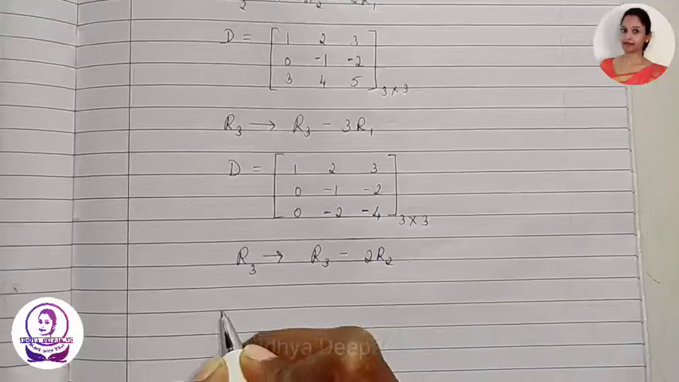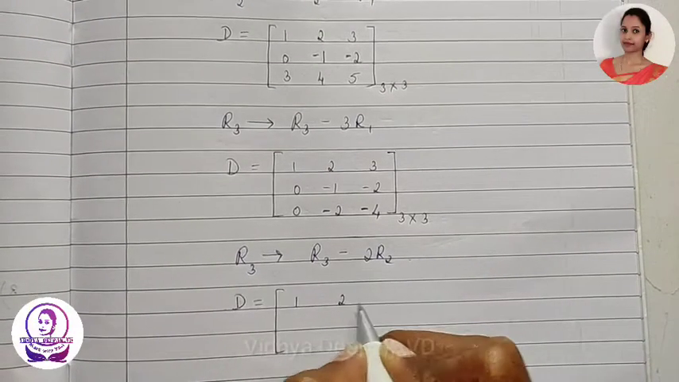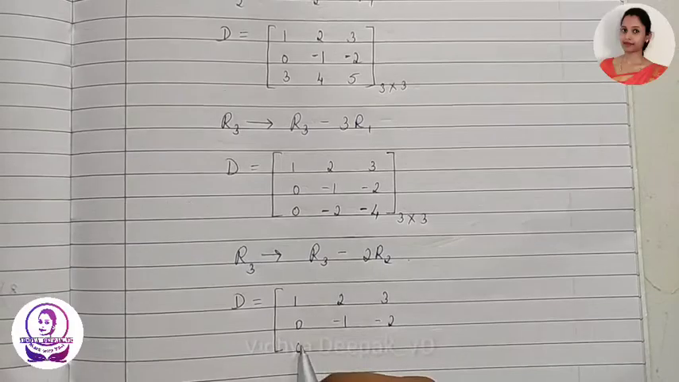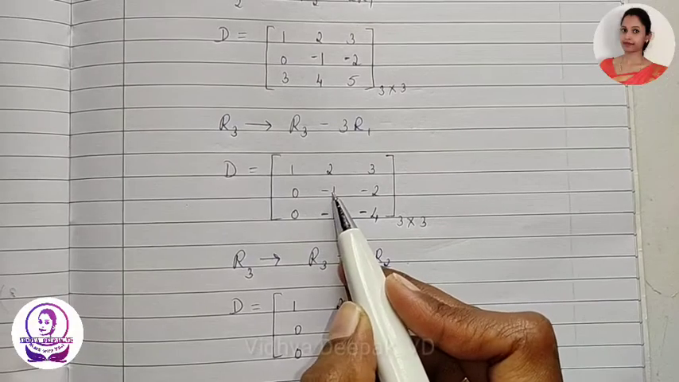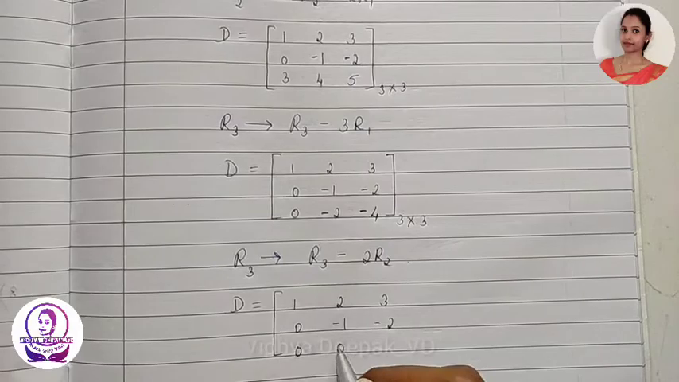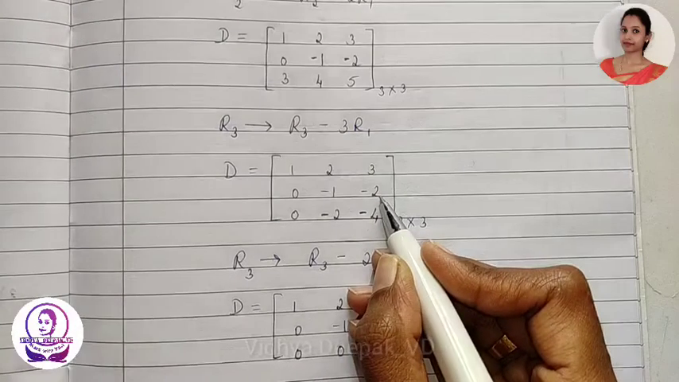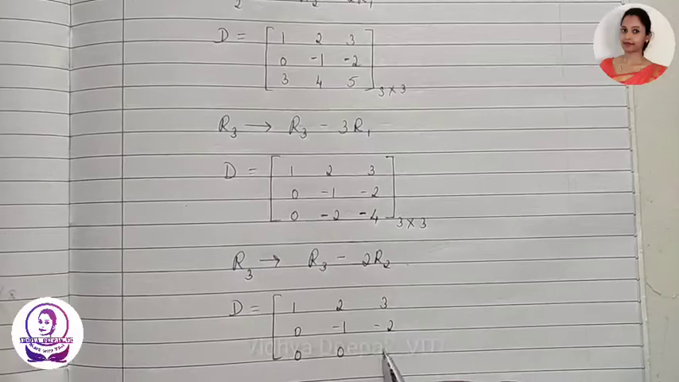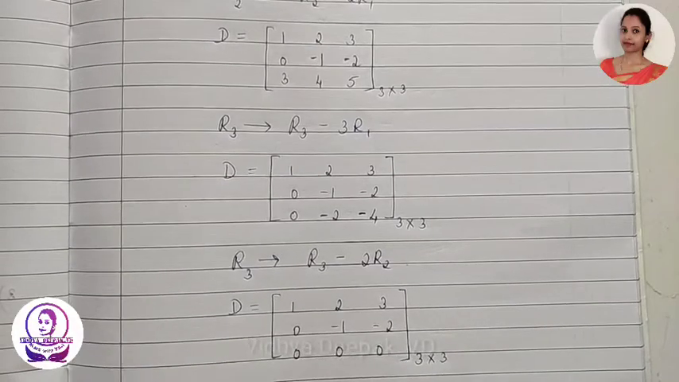R3 minus 2R2. So our operation is for R3. So the rest of the two rows remain the same. So we have 0. 1 minus 1 into 2 is minus 2. So minus 2 minus of minus 2 is minus 2 plus 2, 0. Minus 2 into 2 is minus 4. Minus 4 minus of minus 4 is minus 4 plus 4, that is 0. So we have this.